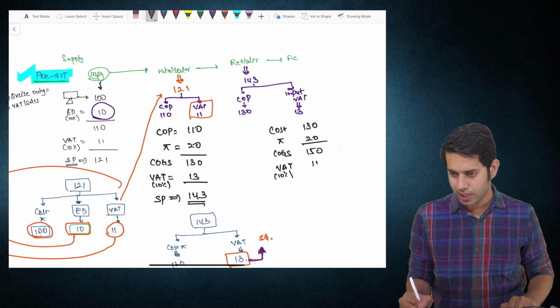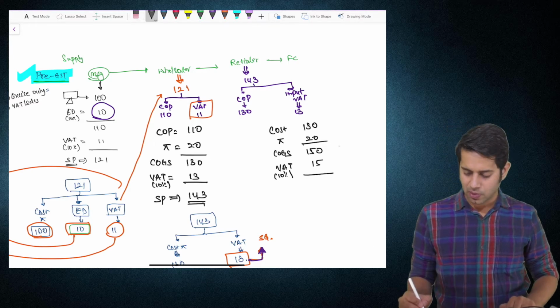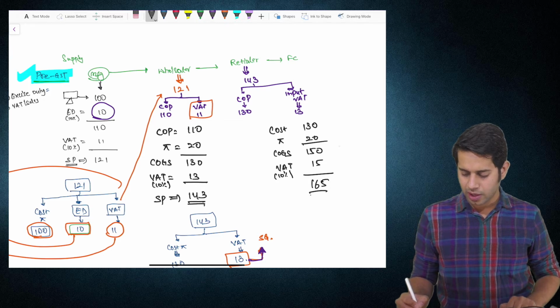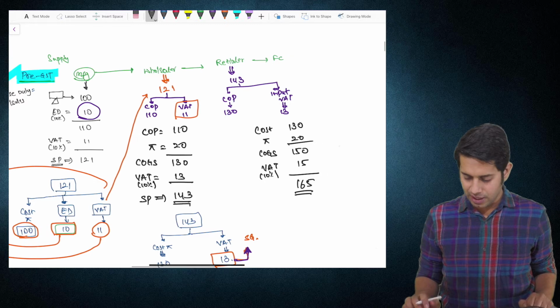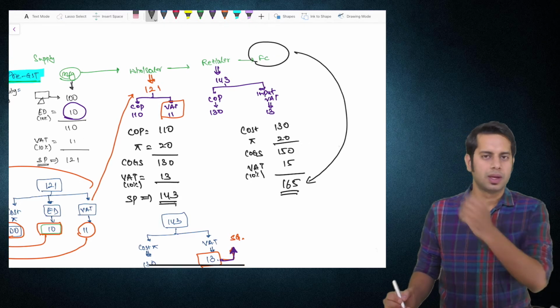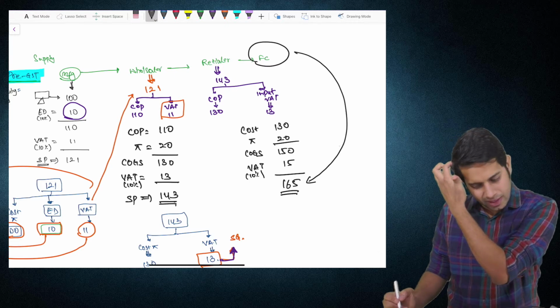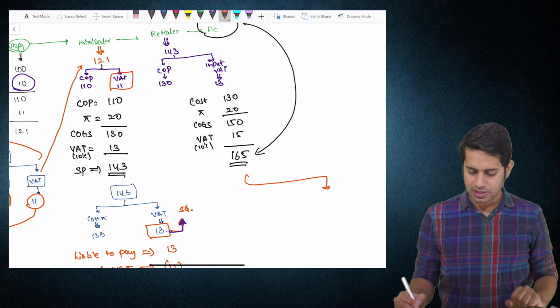How much VAT he has to pay? Sir, 15 rupees VAT he has to pay. So what is the total selling price of this product? The total selling price of this product is 165 rupees. So this entire 165 he is going to collect from whom? The final consumer.